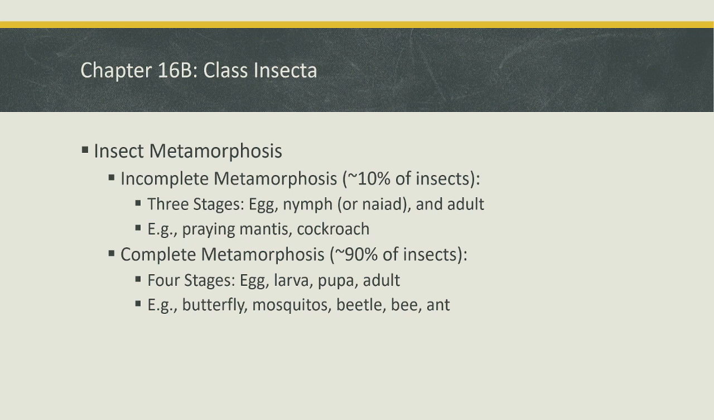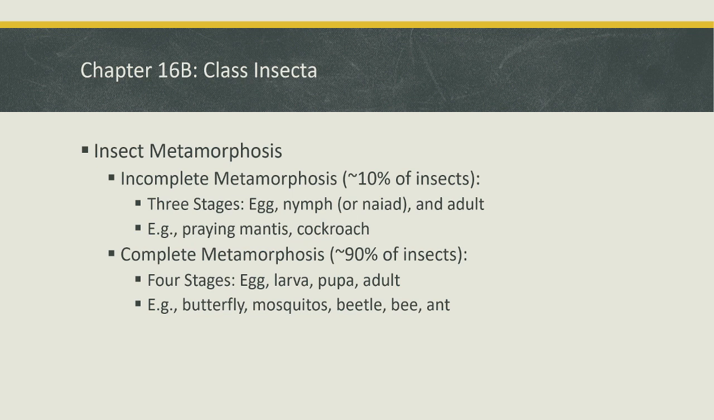Contrasting that with complete metamorphosis, this is what about 90% of insects do. They have four stages: egg, larva, pupa, and adult. So what happens is a larva hatches from an egg, and that is a small worm-like thing. And we call them different names sometimes depending on what type of insect we're talking about. Like the larva of flies, we call those maggots. The larvae of mosquitoes are called wigglers, and there are others as well.